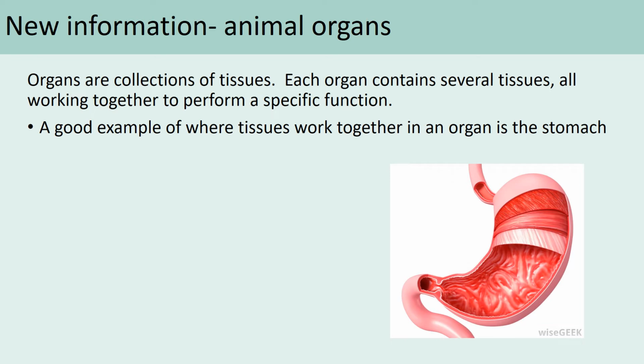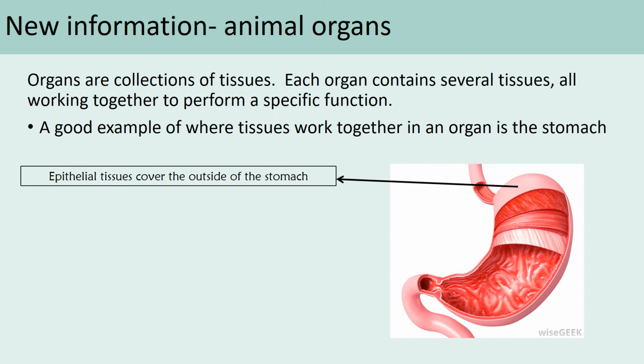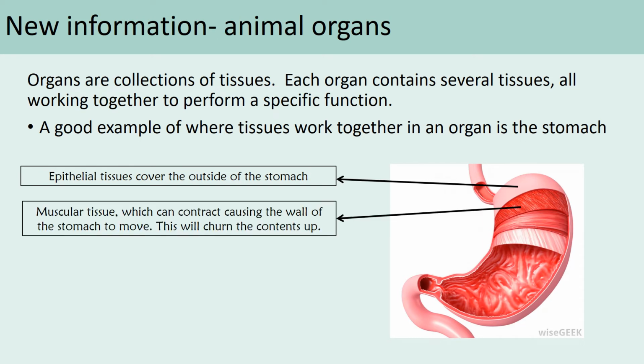So here is a picture of a stomach. You've got different cross sections on here, so you can see those different tissues. On the outside, we have that epithelial tissue. So that covers the outside of the stomach. So it allows it to move around with other organs and also creates that protective layer.